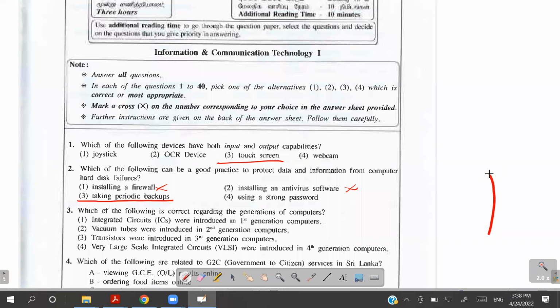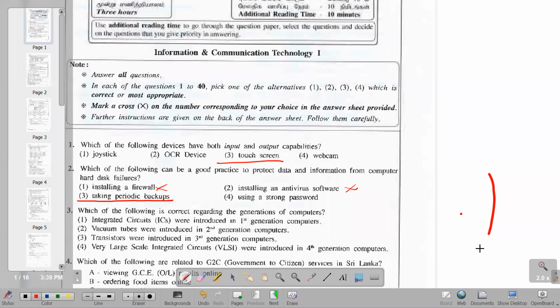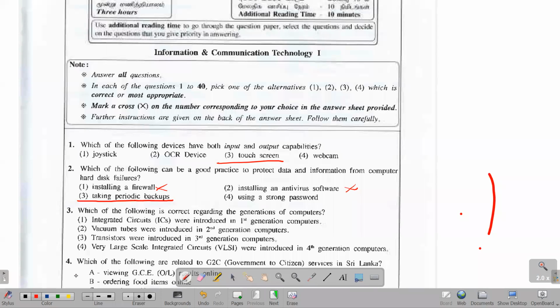The third one, which of the following is correct regarding the generation of the computers? So what is it going to be? Which of the following is correct regarding the generation of computers?